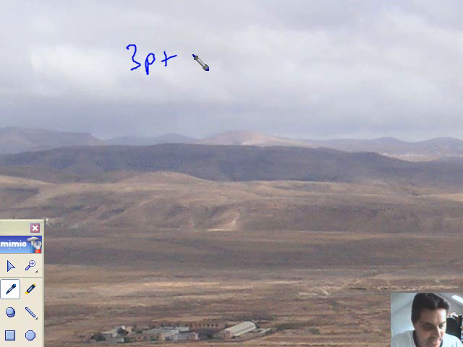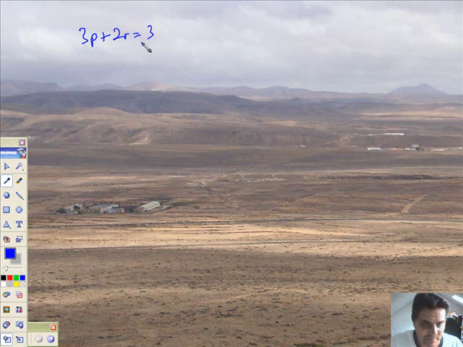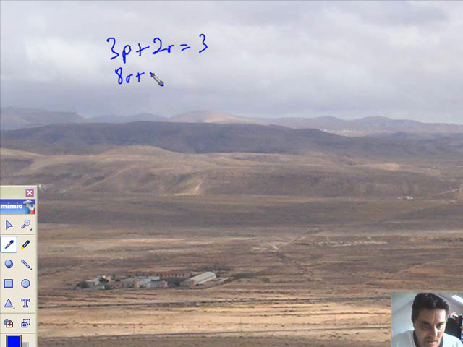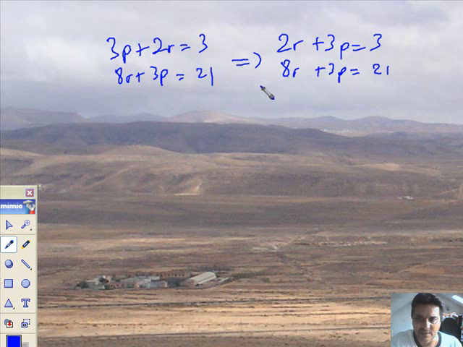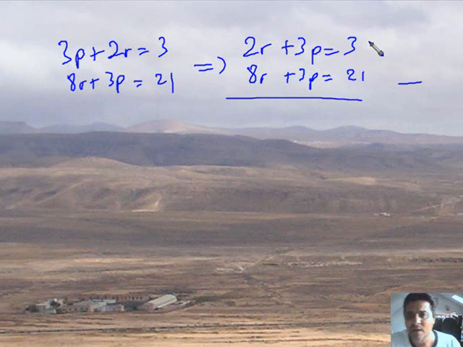We have 3p plus 2r all comes to 3, and we have 8r plus 3p all comes to 21, and we're told we've got to do it by eliminating. Well, clearly I can eliminate the 3p's, if I get them written around the right way. 2r plus 3p comes to 3. This one now, 8r plus 3p comes to 21. By subtraction, I can say 21 take away 3 is going to be 18.